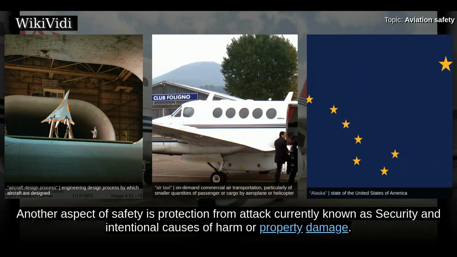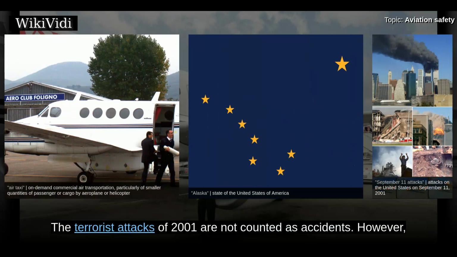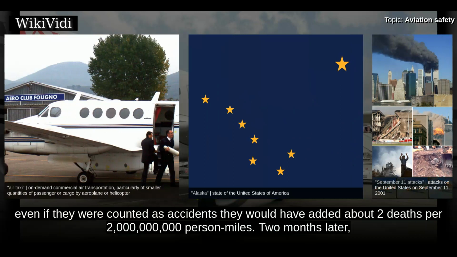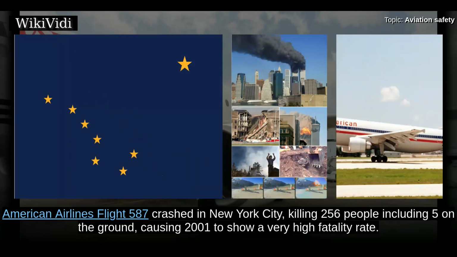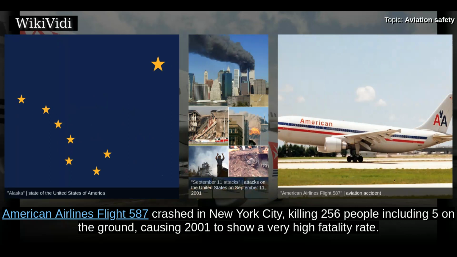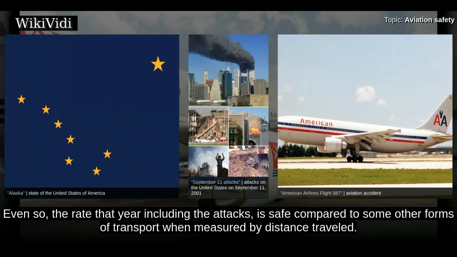Security. Another aspect of safety is protection from attack, currently known as security and intentional causes of harm or property damage. The terrorist attacks of 2001 are not counted as accidents. However, even if they were counted as accidents, they would have added about 2 deaths per 2 billion person miles. 2 months later, American Airlines Flight 587 crashed in New York City, killing 256 people, including 5 on the ground, causing 2001 to show a very high fatality rate. Even so, the rate that year, including the attacks, is safe compared to some other forms of transport when measured by distance traveled.